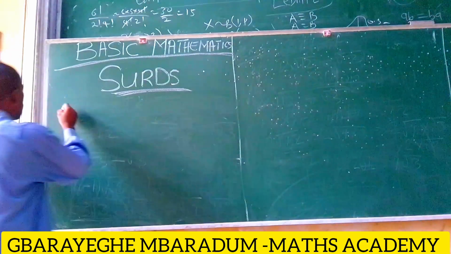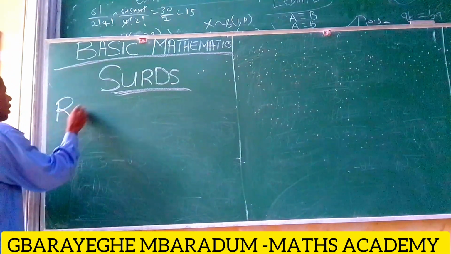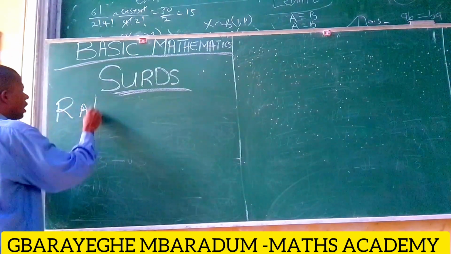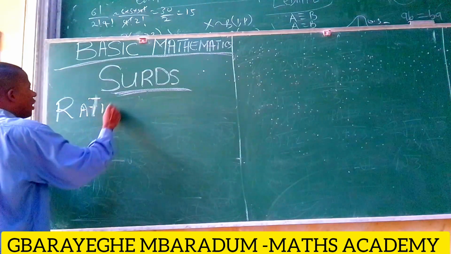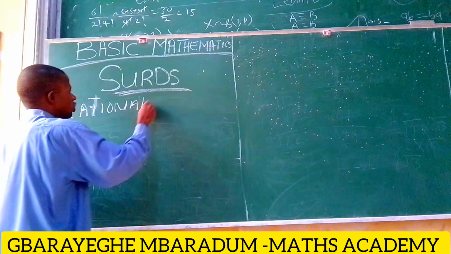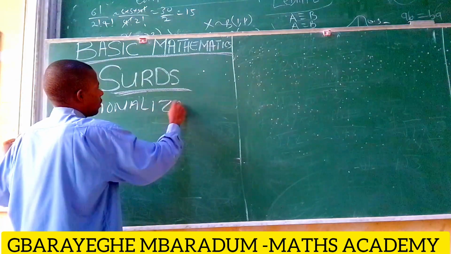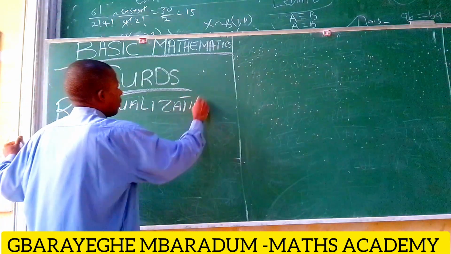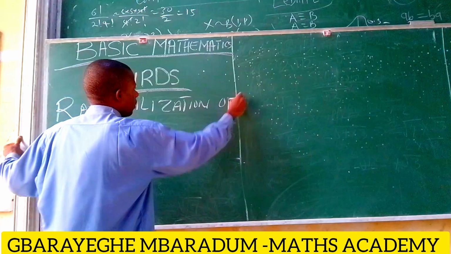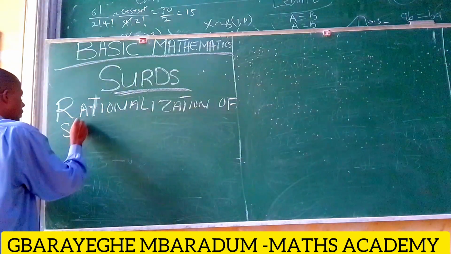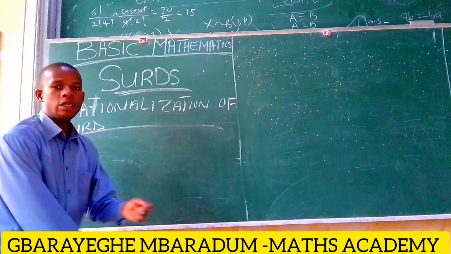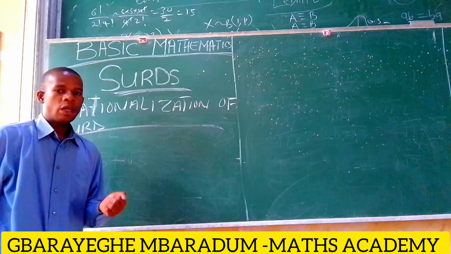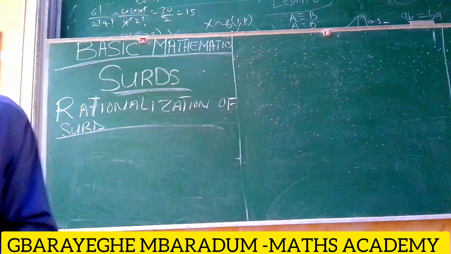Now let's look at the next subheading on surd. We have rationalization of surd. That is the next subheading we are going to consider now, the rationalization of surd.